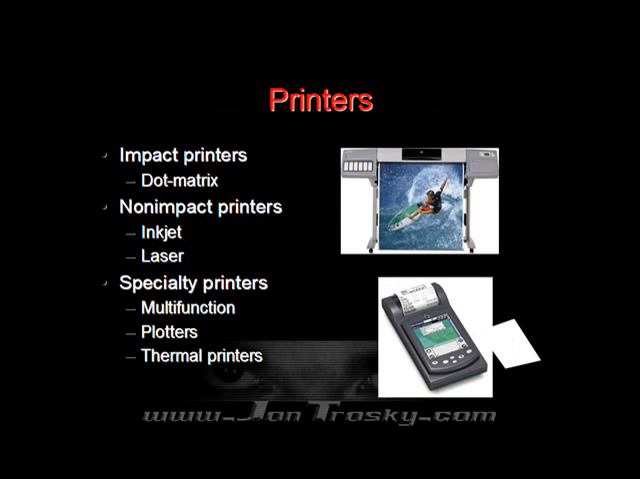Another output device is your printers. The two main types of printers are your impact printers and your non-impact printers. An impact printer, the most common one, is the dot matrix. Non-impact printers are basically your inkjet and laser printers. These are the most widespread printers used today. There's also specialty printers. These include multifunction printers that will allow you to be a scanner, fax machine, and printer all in one, a plotter, and a thermal printer.